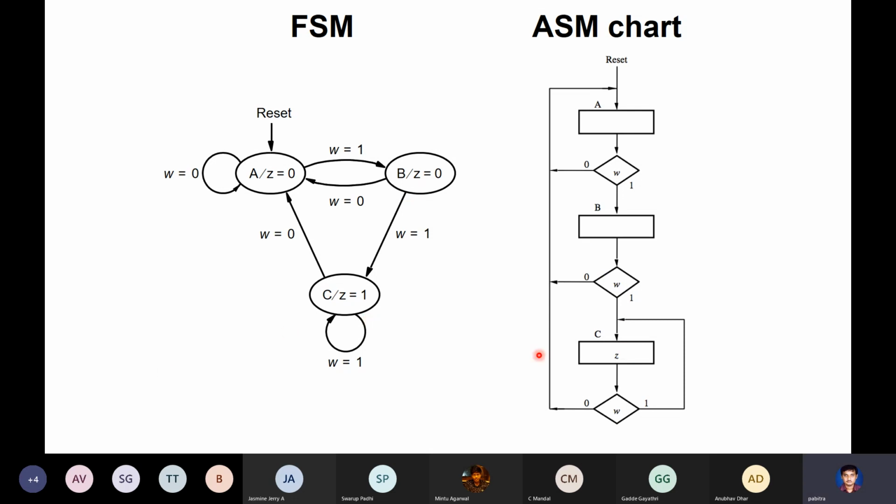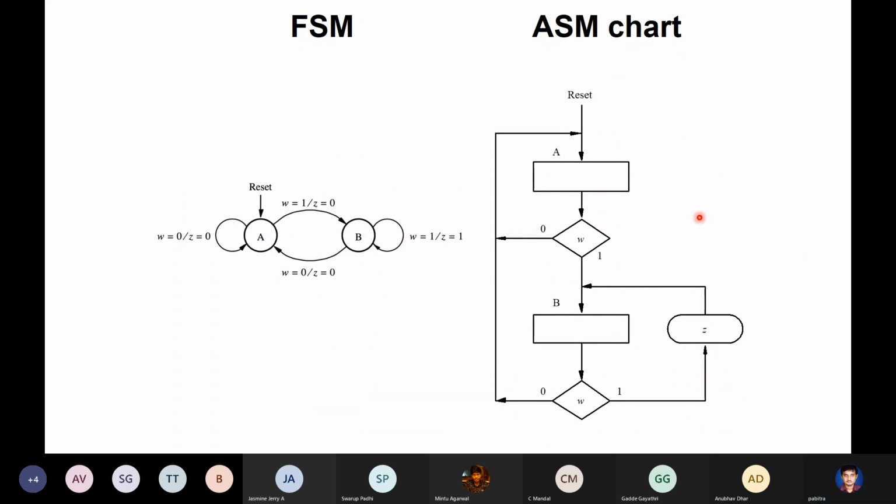At C, now you produce a Z, because Z is 1 at C. Now you list Z. And then again you check W. If W is 1, you loop back to C, else you go back to A. So this is the ASM chart that we have for this FSM. Let's look at another example.